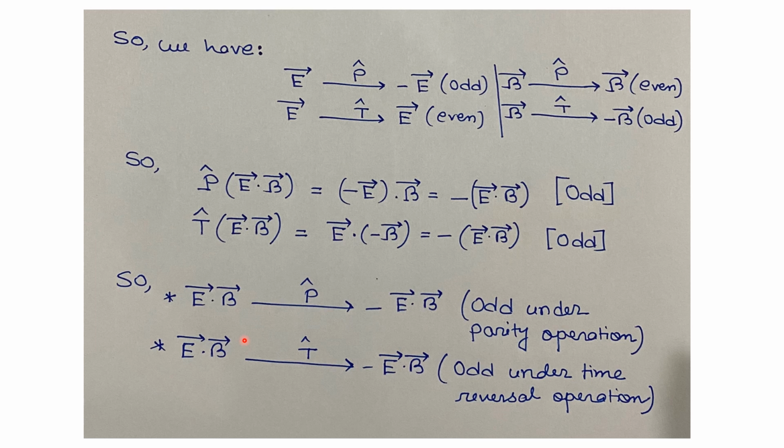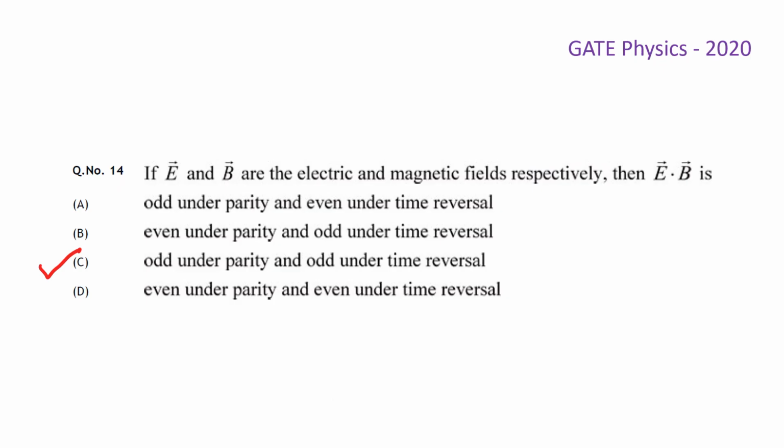So effectively, what we are getting under parity operation, E dot B will become minus E dot B, that is odd under parity operation. And under time reversal operation, this quantity E dot B will become also minus E dot B. So it is odd under time reversal operation as well. So according to our solution, E dot B is odd under parity and odd under time reversal. So our option C is the correct option for this question.